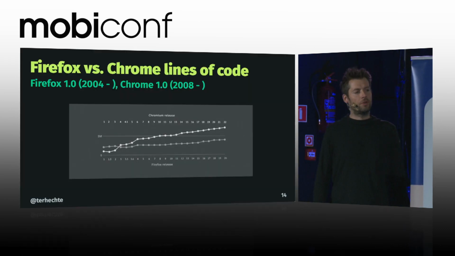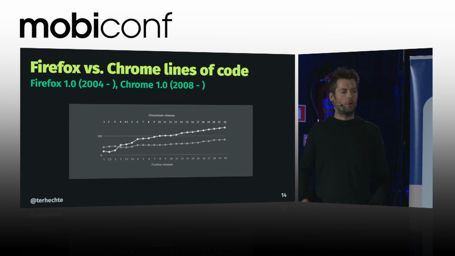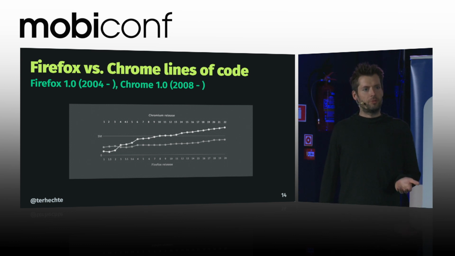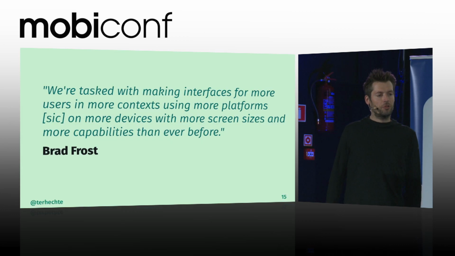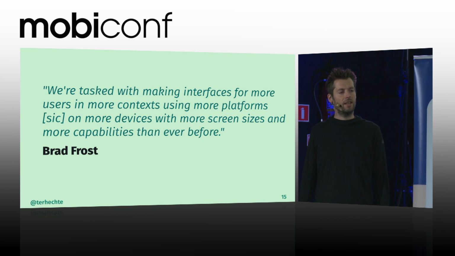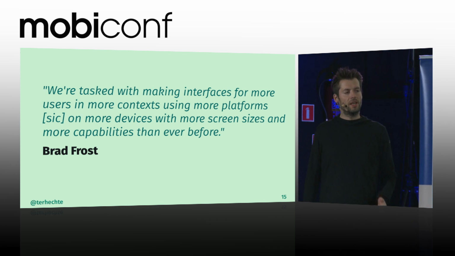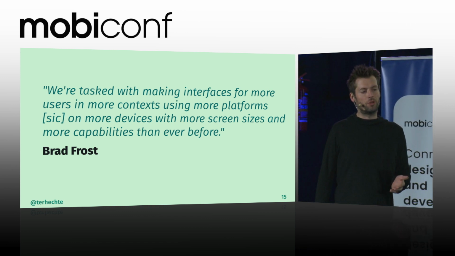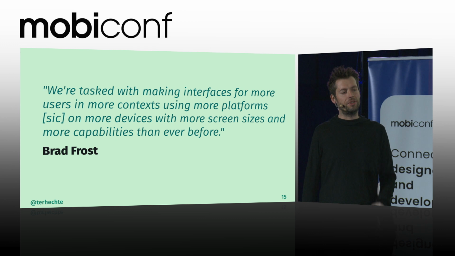I have a brief overview here. This is Chrome from 2008 and Firefox. And so Chrome grew in terms of lines of code from 500,000 lines of code to 7 million lines of code in the past decade. And this is just an example of what other apps just do as well. Everything just grows. Everything becomes more. And Brad Frost, who is a design system researcher, had this to say: we are tasked with making interfaces for more users in more contexts, using more platforms on more devices with more screen sizes and more capabilities than ever before.